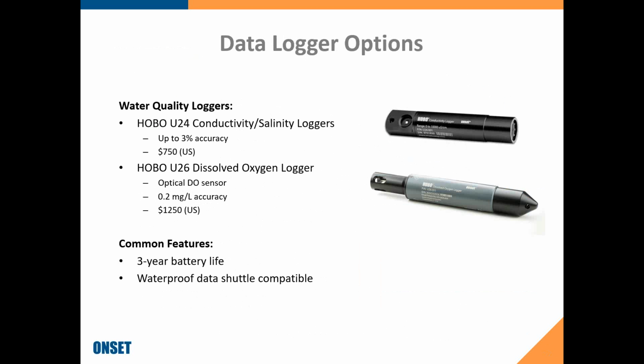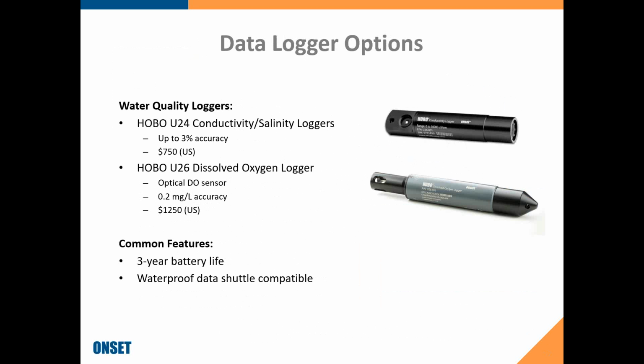The conductivity and salinity loggers start at $750 US. In fresh water, they can deliver 3% accuracy. We actually sell two different models, one that's optimized for fresh water, which is the U24-001, and then we have a saltwater version, which is the 002, which goes up to conductivities of 55,000 microsiemens per centimeter. Our software will do the conversion to salinity.